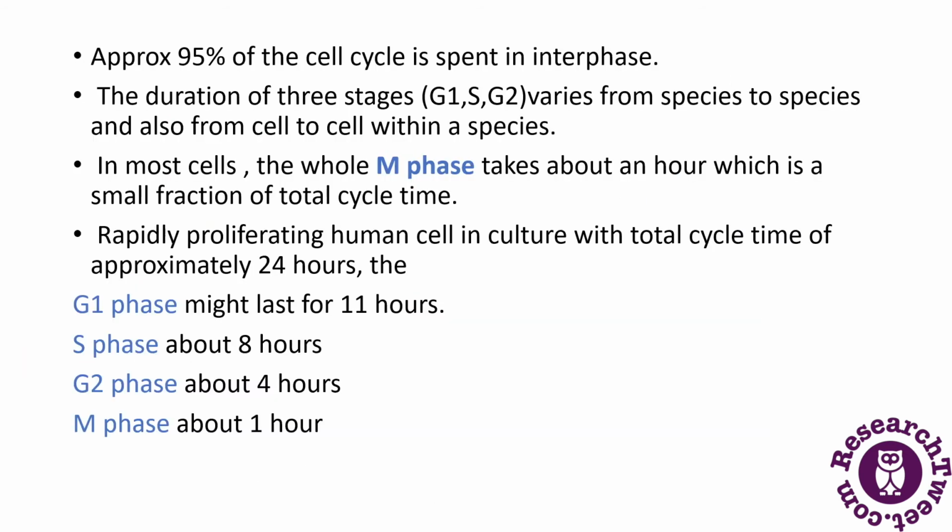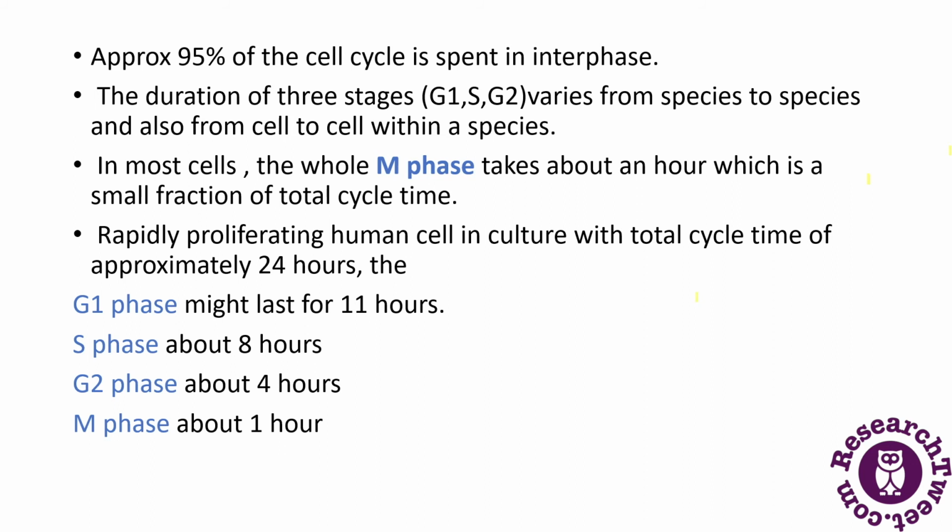Then what next comes is, we have discussed all the phases. We have discussed that in G0 phase there are two types of states, reversible and irreversible, and most of the cells in our body are in this G0 state only. Next, approximately 95% of the cell cycle is spent in the interphase zone. Interphase has been subdivided into G1, S, and G2 phase.